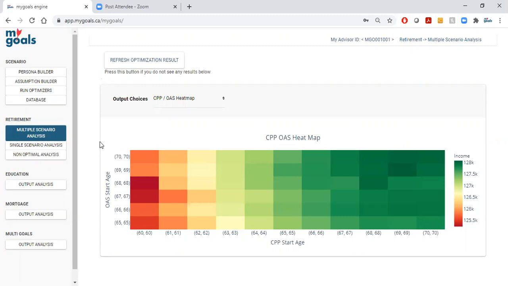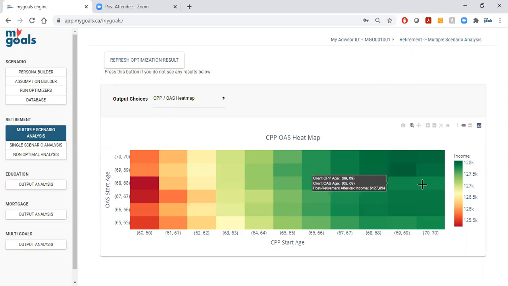In this CPP OAS heat map, we are mapping all 66 annual scenarios when this individual could elect to receive combinations of CPP and OAS. The darkest green is the optimal income, and we're going to spend a lot more time on this number, turns out to be $128,082 after tax, while still leaving a legacy of $500,000 after tax, all in 2020 real dollars. So this darkest green is the intersection.